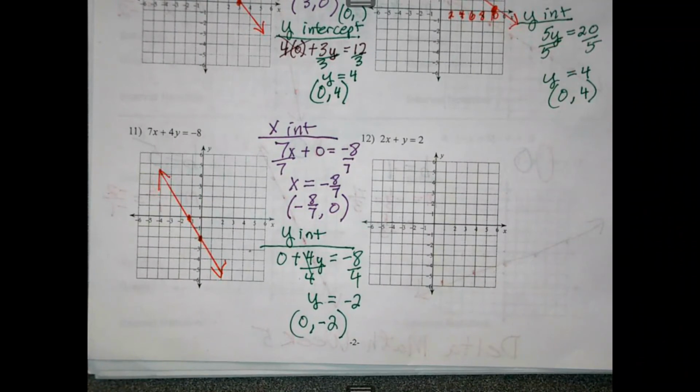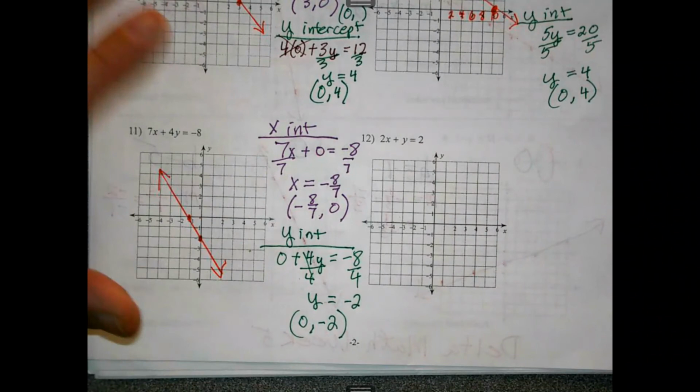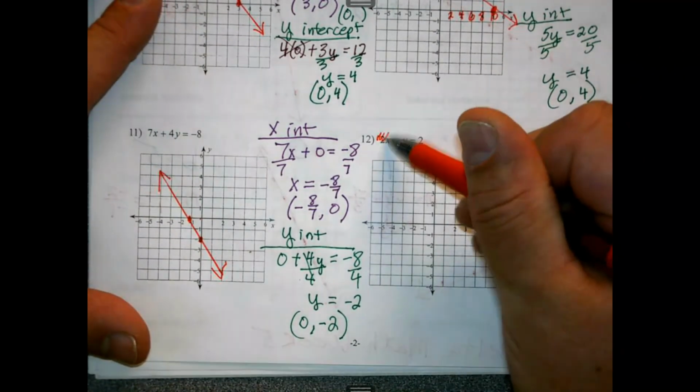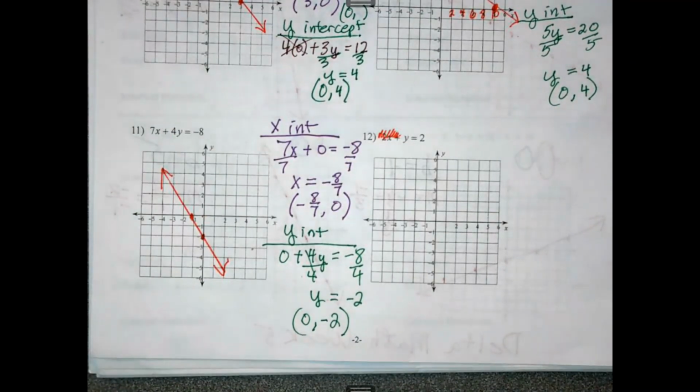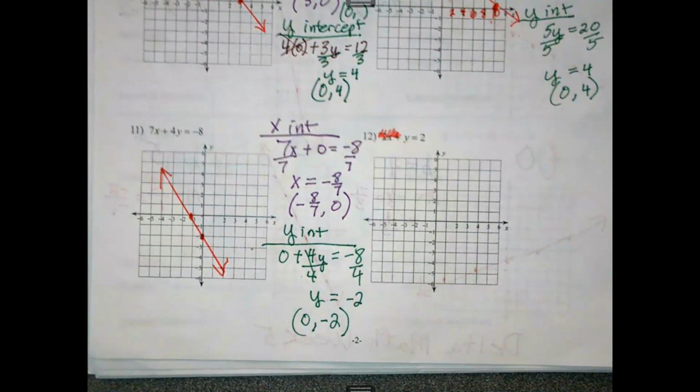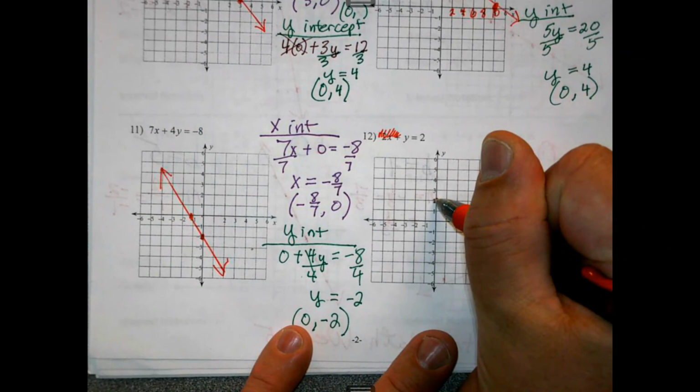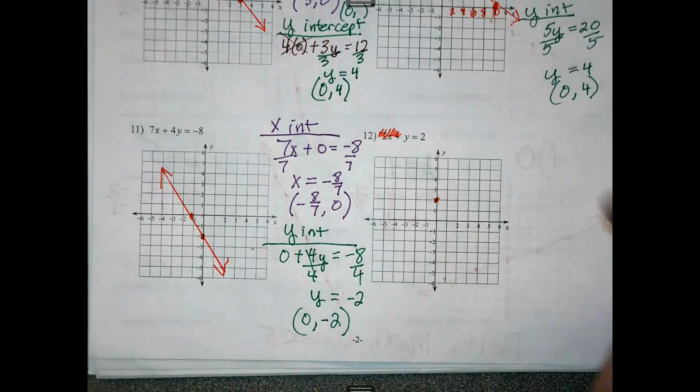Okay, number 12, I'm going to change. I have y equal 2. What kind of line do I have? Or do I have a line? I have a straight line. Where? Horizontal at 2. Very good, Doug. That is highly impressive.